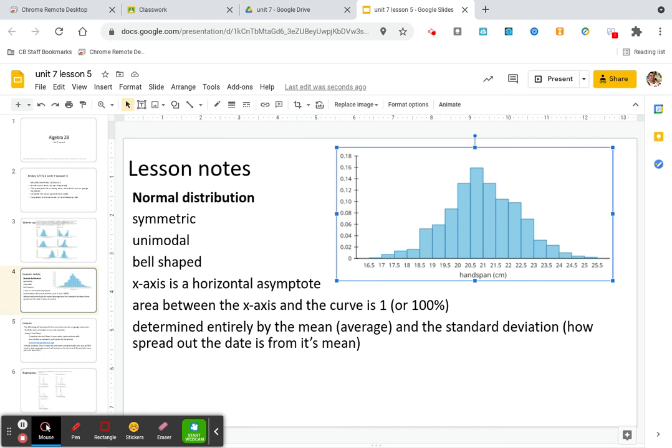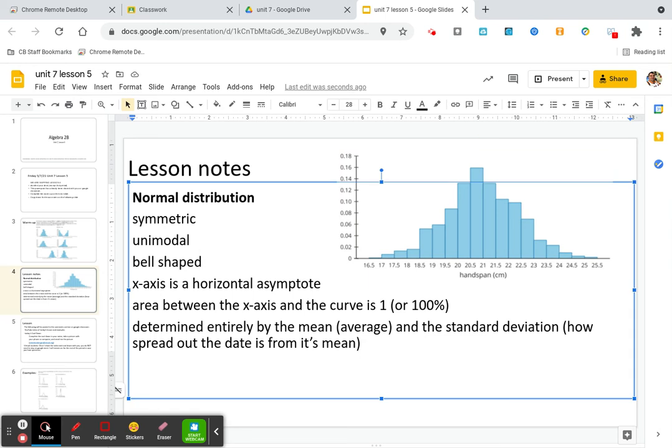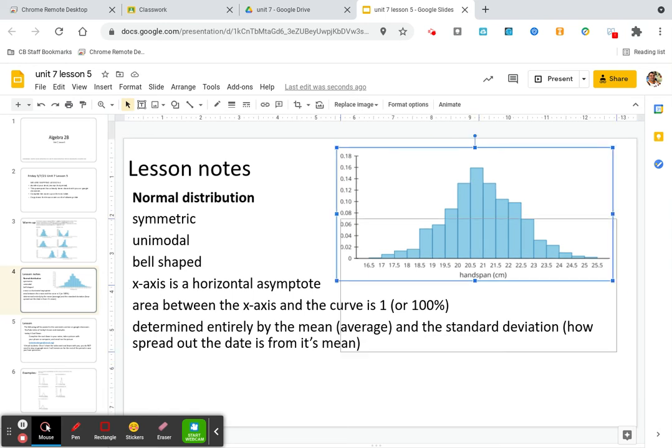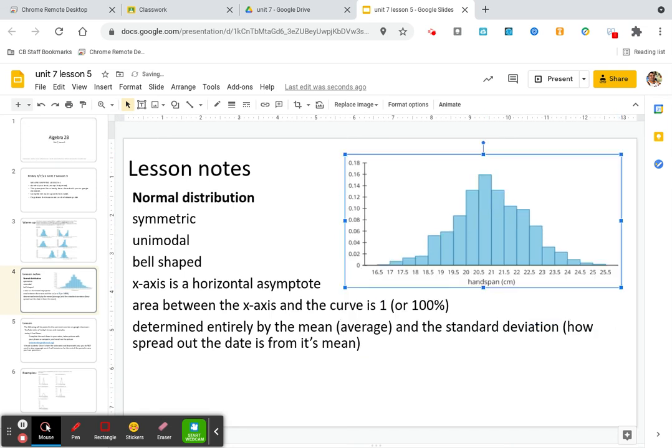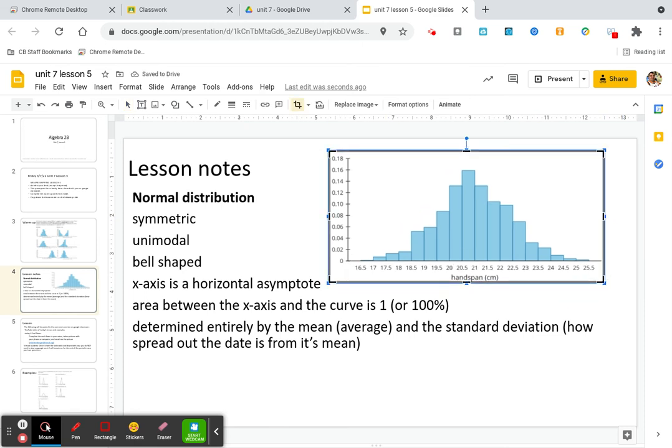One of the characteristics of a normal distribution is that it is bell-shaped. Okay, you can see that it is symmetric. It is what we call unimodal, meaning that there is one high point. So there's one high point up here. We already talked about bell-shaped. The x-axis down here is a horizontal asymptote. So the graph never touches the x-axis, but it gets infinitely close to it.